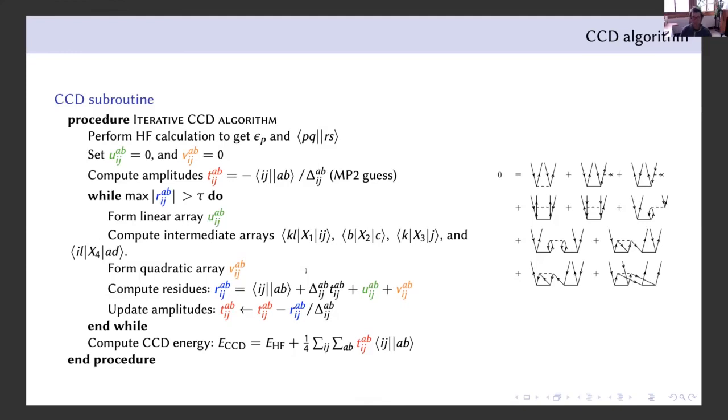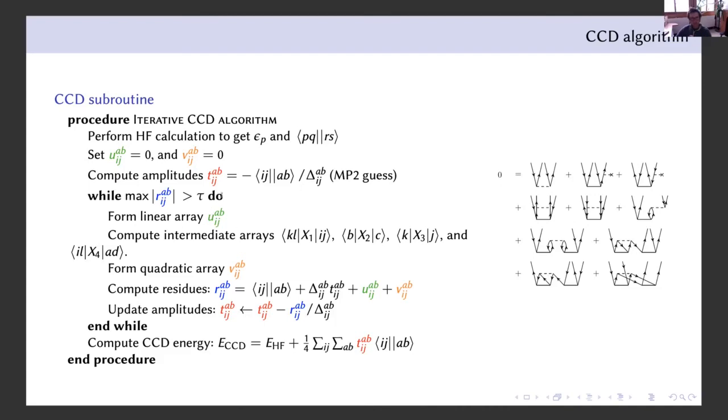So now we have everything we need to write an entire CCD subroutine, in pseudocode. Basically, I'm going to perform a Hartree-Fock calculation, and from it, I'm going to grab the one-electron energies epsilon p and the two-electron integrals in the MO basis. So it costs me n to the 5, remember? I'm going to set my U and V arrays to 0. I'm going to choose my starting values for my amplitudes coming from MP2. They're given by this, easy to calculate.